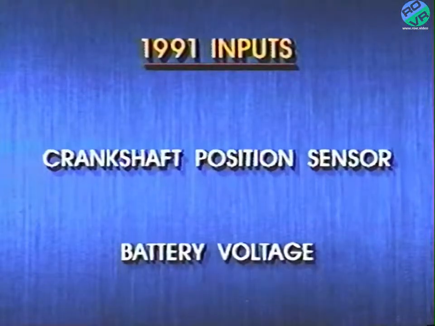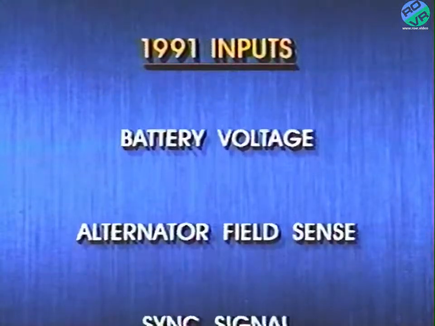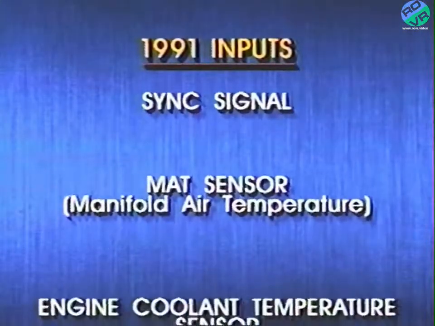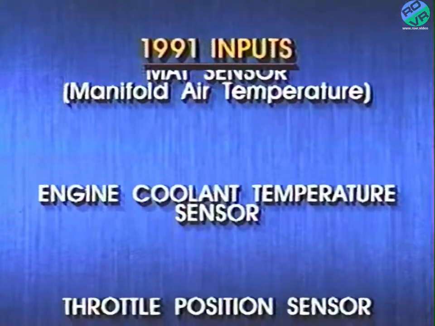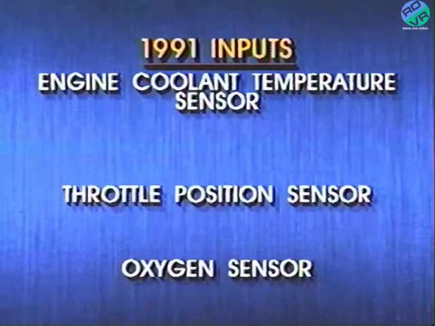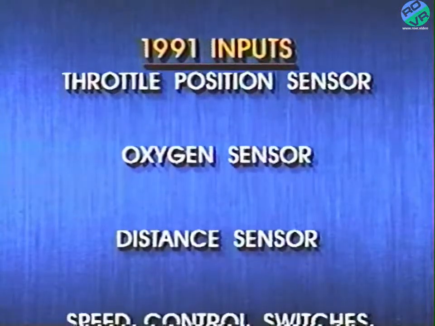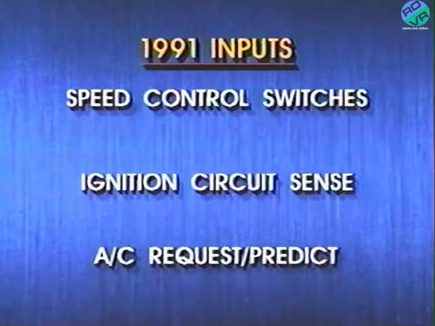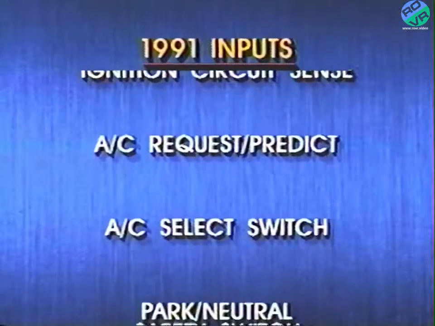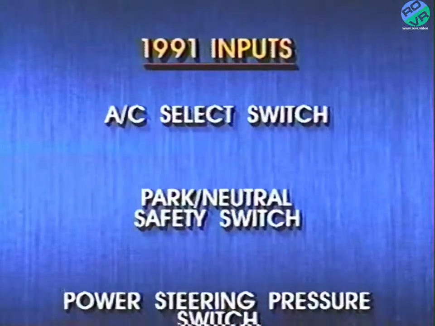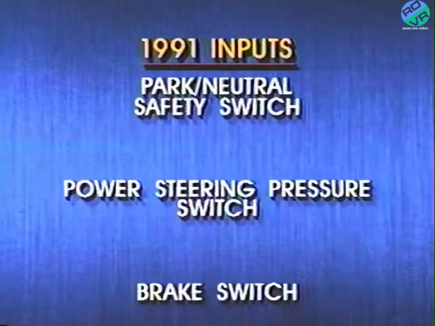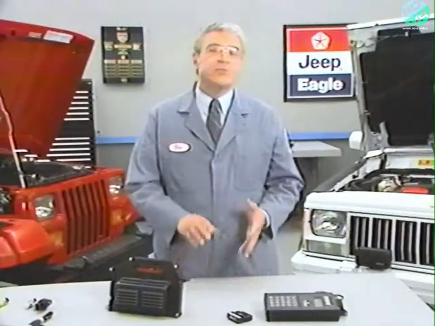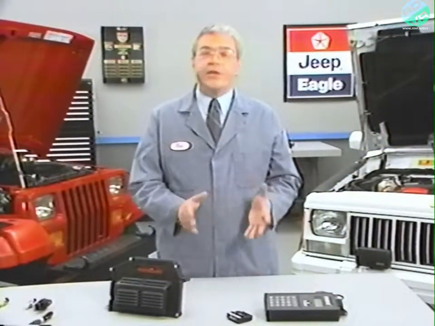The 1991 inputs are air density received from the MAP, or manifold absolute pressure sensor, engine RPM, speed received from the crankshaft position sensor, battery voltage, alternator field sense, sync signal, manifold air temperature or MAT sensor, engine coolant temperature sensor, throttle position sensor, oxygen sensor, distance or speed sensor, speed control switches, ignition circuit sense, AC Request Predict, the Instrument Panel AC Select Switch, Park Neutral Safety Switch, Power Steering Pressure Switch, Brake Switch, and the SCI Receive.